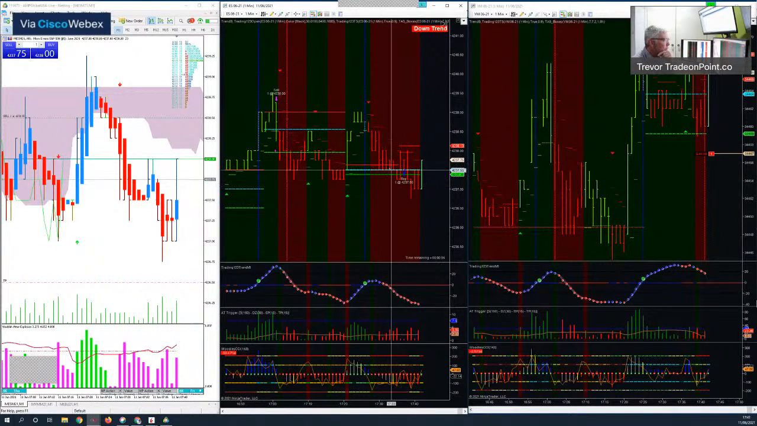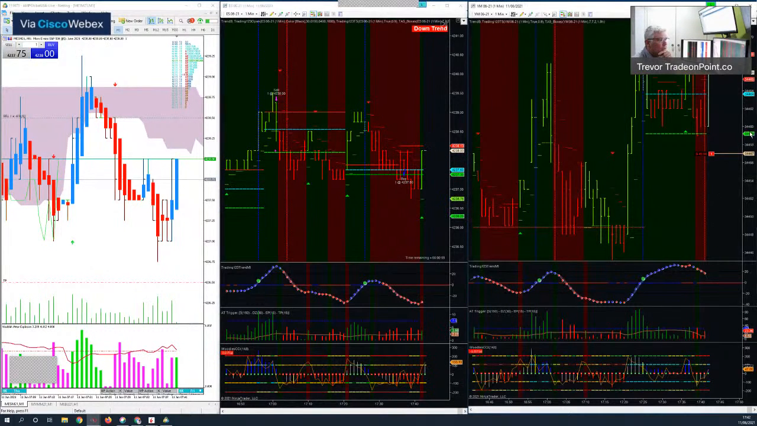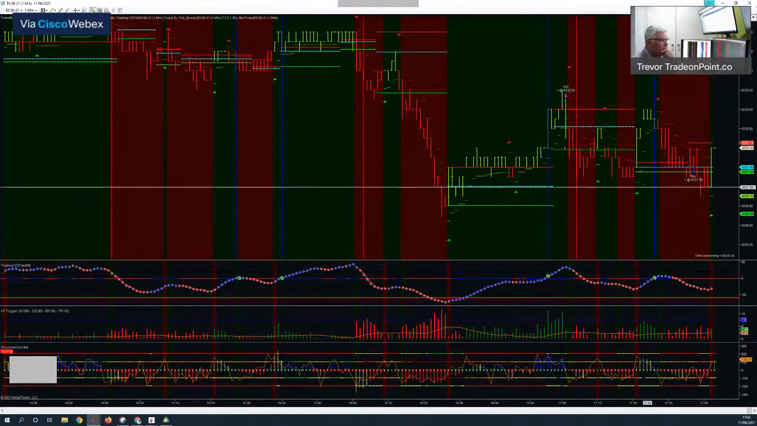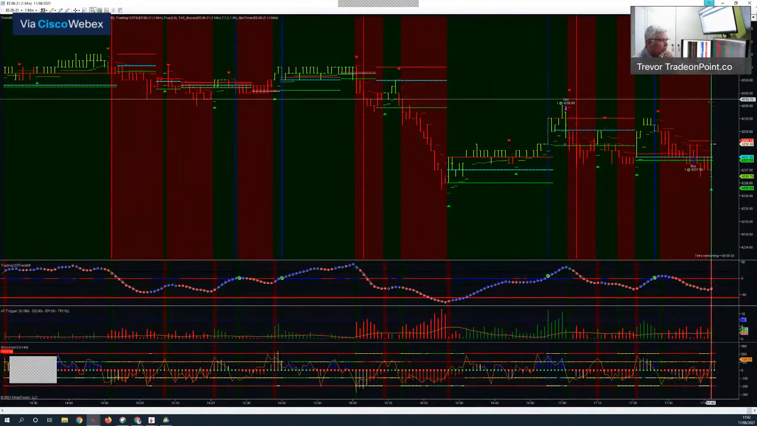You can see this point of control just lining up perfectly together. All right, market's trying to move up. Again, see this point of control. Market's trying to move up. Again. You can see the ES going into bullish territory again.